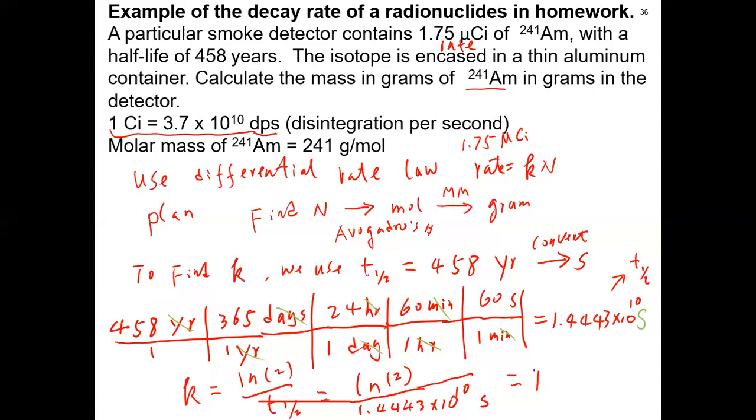Okay, so 4.790 times 10 to the negative 11. So see this second here. So that means it becomes 1/s. Okay, so now we have the number for k. We have the unit for k. Now let's go to the next slide.